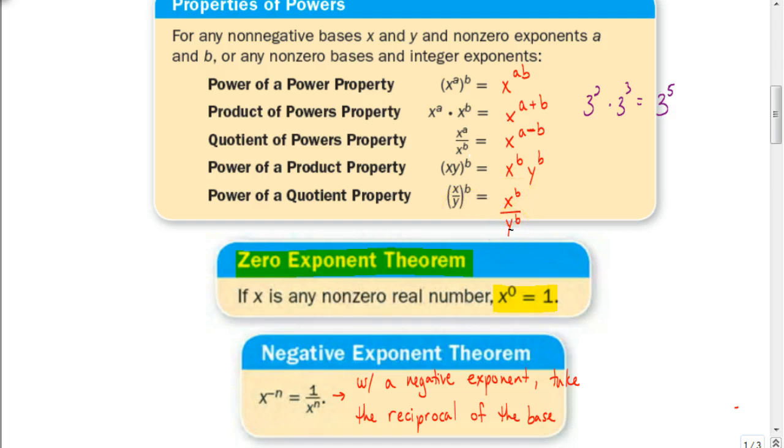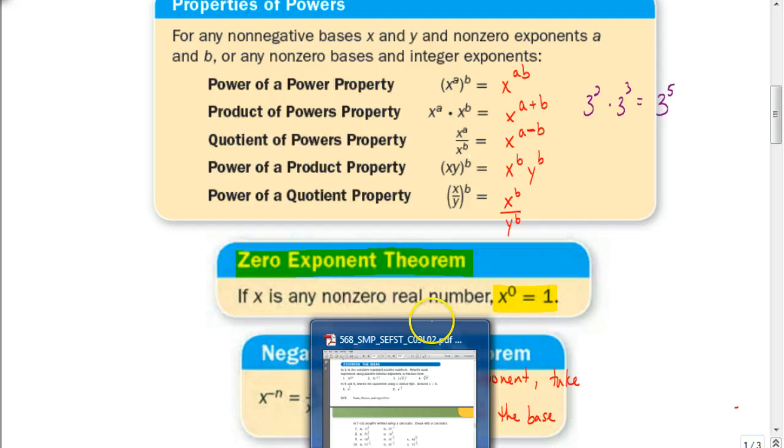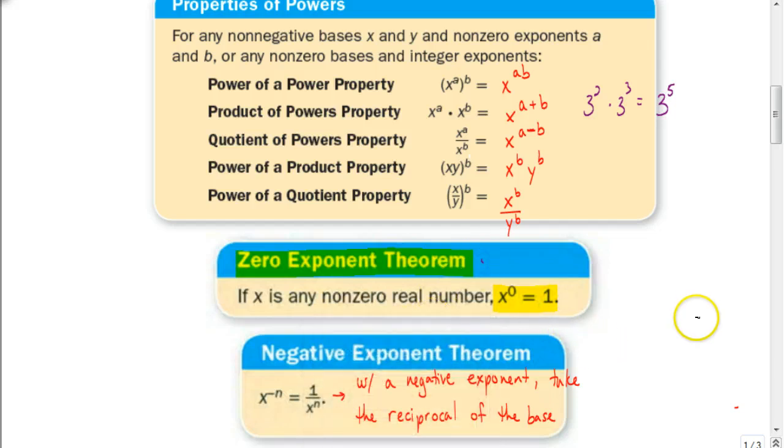The zero exponent theorem tells you anything to the 0 power is 1. And lastly, the negative exponent theorem tells us if we have a negative exponent, all we have to do to make that negative exponent positive is to take the reciprocal of the base.